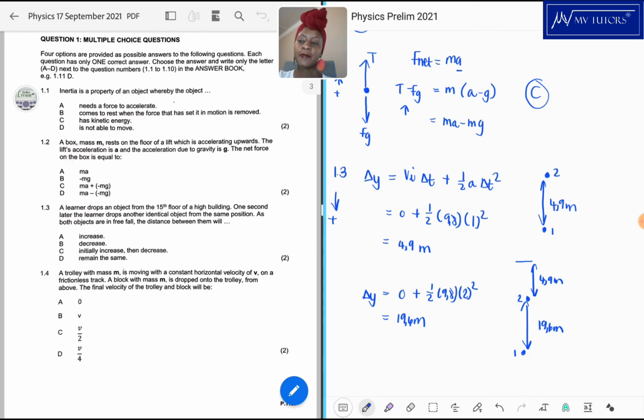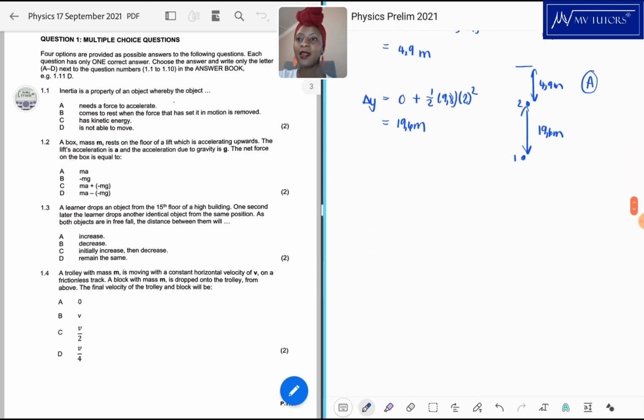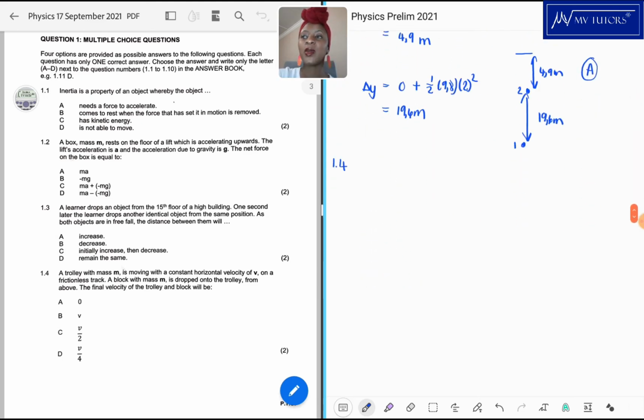And why is that? Object 1 will always have an advantage, because when you drop something, especially from a high place, its velocity keeps increasing as it goes down. Once it touches the ground, it has reached its maximum velocity. So that time advantage that object 1 has will always ensure that the distance between it and object 2 is increasing. So our answer then will be A. And then 1.4.